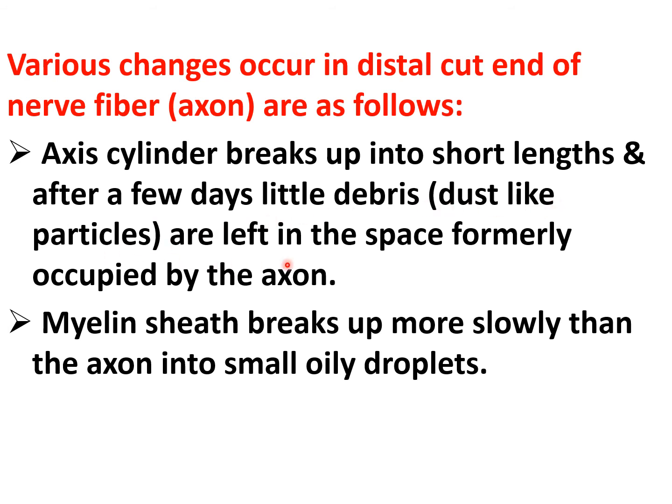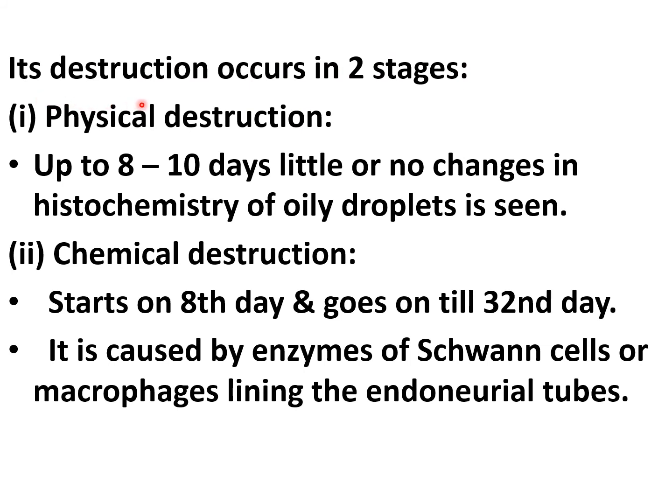and after a few days, little debris, meaning dust-like particles, is left in the space formerly occupied by the axon. Myelin sheath breaks up more slowly than the axon into small oily droplets. Its destruction occurs in two stages: physical destruction up to 8 to 10 days, with little or no change in the histochemistry of oily droplets. Then chemical destruction starts on the 8th day and goes on till the 32nd day, and it is caused by the enzymes of the Schwann cells or macrophages lining the endoneurial tubes.